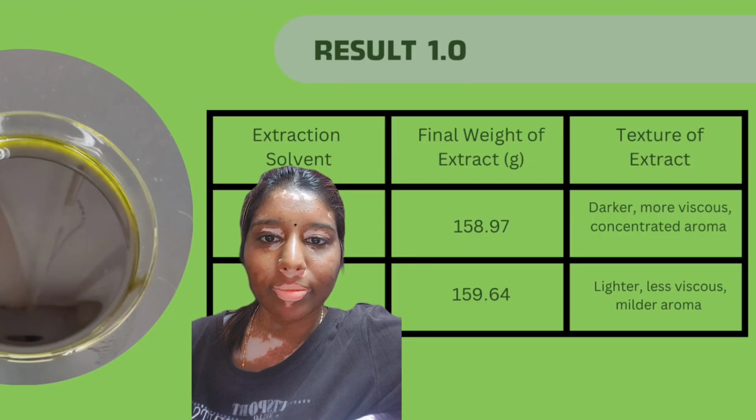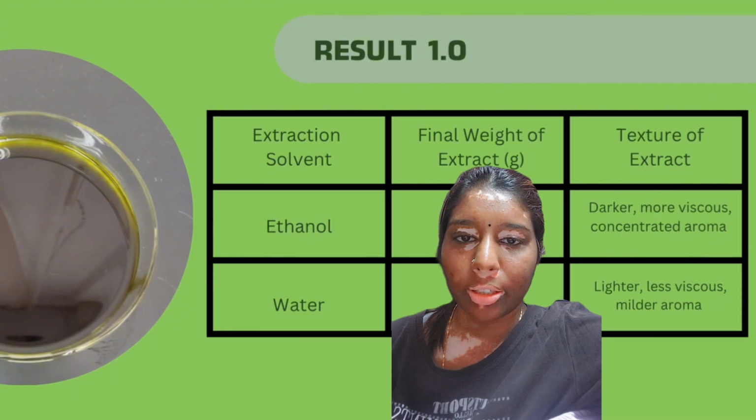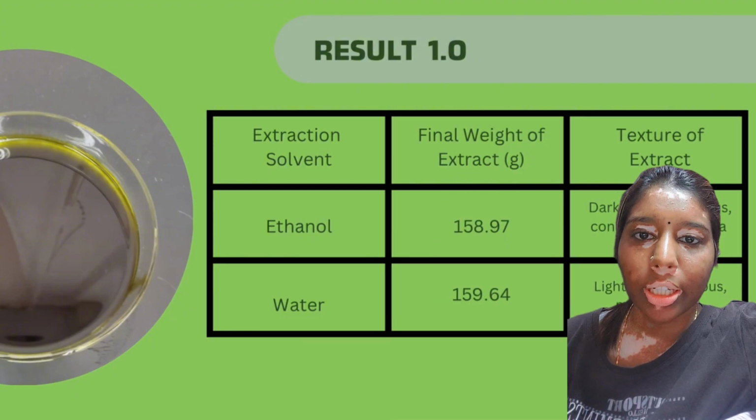Thank you. Hi, my name is Divyashri. My matric number is J21A1077. I'll be explaining the results part. As we can see, there are two extraction solvents. One is ethanol and one is water. The initial weight of dry powder is 10 grams each.